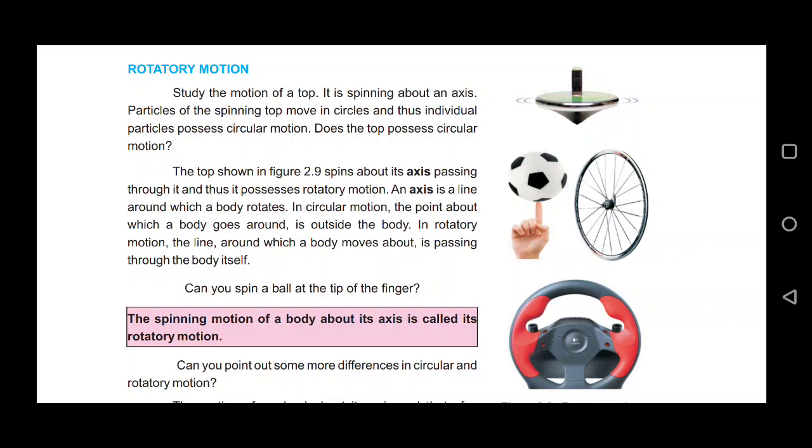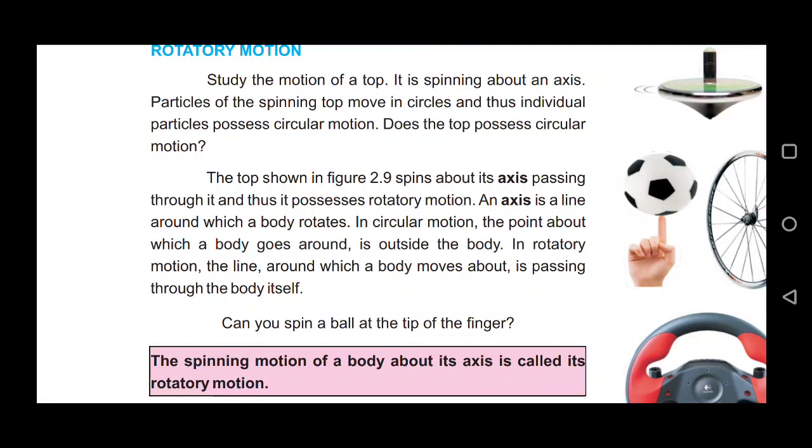First of all, we need to define an axis. An axis is a line around which a body rotates. In circular motion, the axis point is outside the body. For example, if a body moves in a circle, then its center point, which is the axis point, is not on the body, but at some distance. So it is the condition of circular motion that the axis point is outside the body.